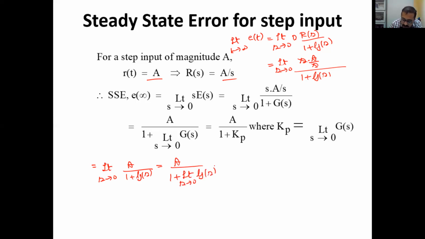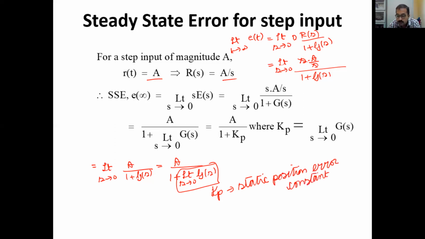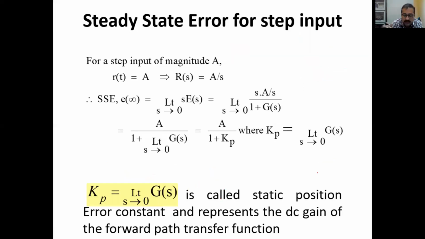Right? This limit S tends to 0, G of S is called Kp, where Kp is known as the static position error constant. Why? Because it resulted when the input was a step input, or a position input, or a displacement input. Okay, so Kp is called the static position error constant. Kp is nothing but limit S tends to 0, G of S.